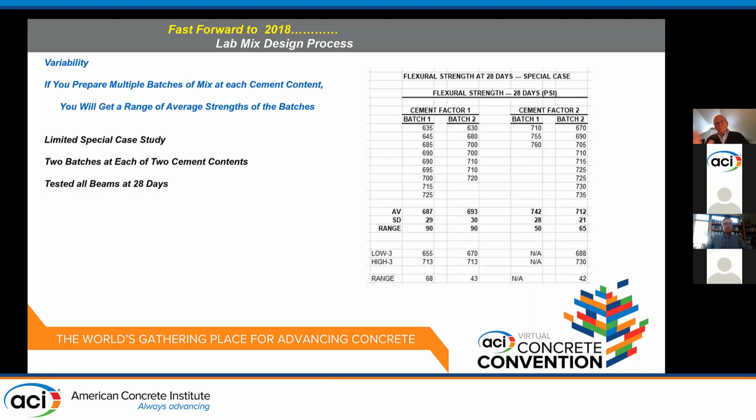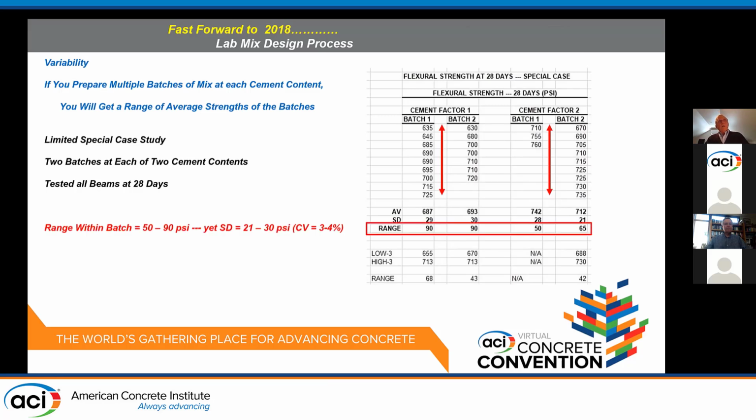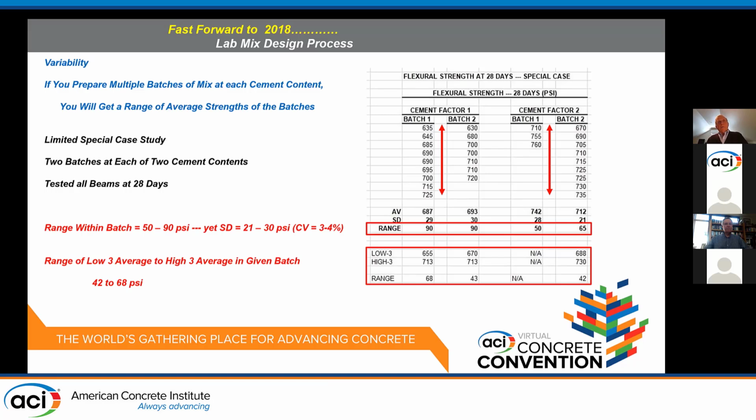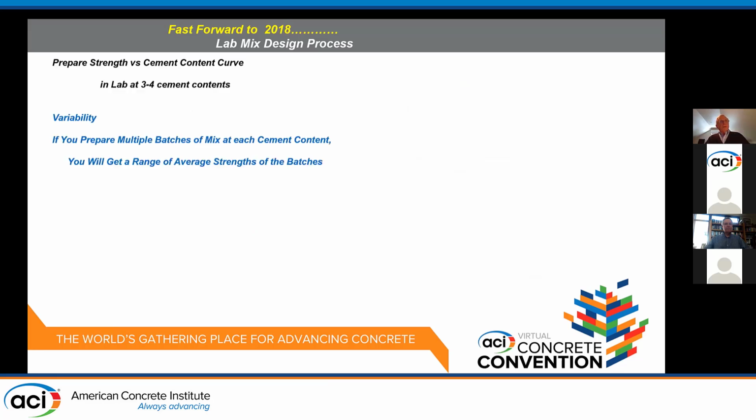But we looked at putting up duplicate batches of a couple of cement factors on the project. We see that within 9 beams, where we tested all of the beams at 28 days, we could have a range from high to low of 90 PSI, yet the standard deviation of that batch was only 29 PSI, pretty low. If I happen to pick the high 3 or the low 3 beams, I could get anywhere from 655 to 713, as you can see going across the page. So variability comes into play quite a bit.